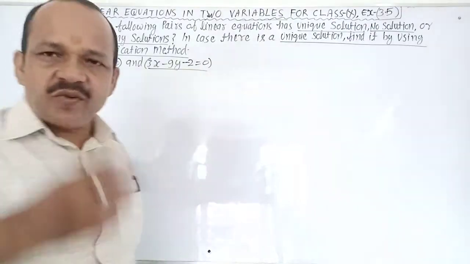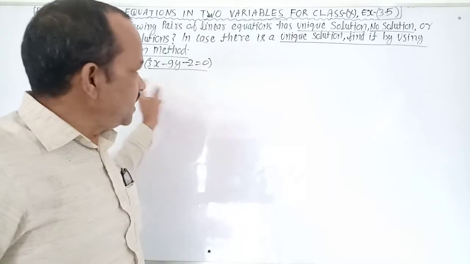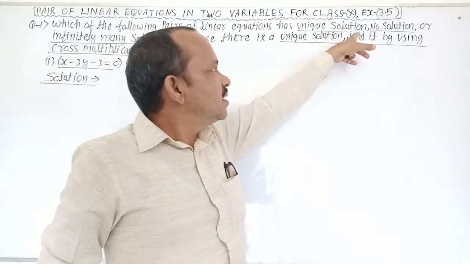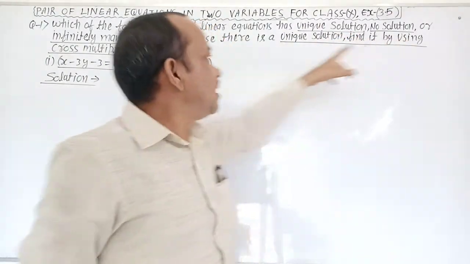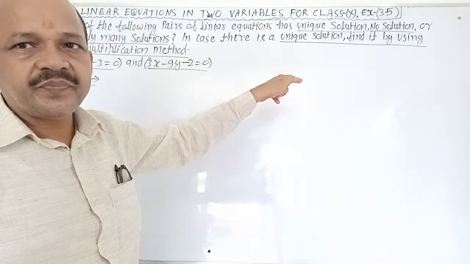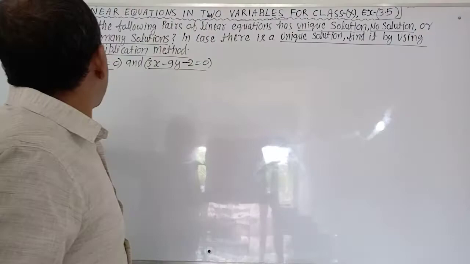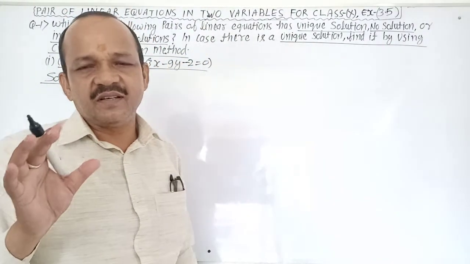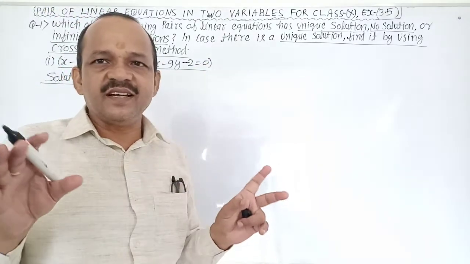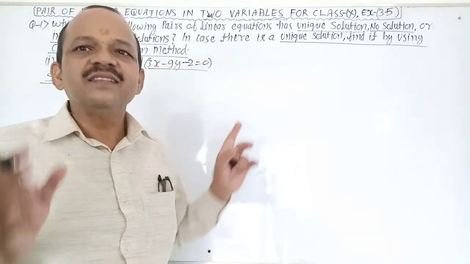It is the given equation. You solve the given equation and decide whether it shows unique solution, or no solution, or infinitely many solutions. If it shows unique solution, then find it by cross multiplication method. It means you find the value of x and the value of y. It is clear, no confusion about it. Very good. It is very easy. Clear? See the board.